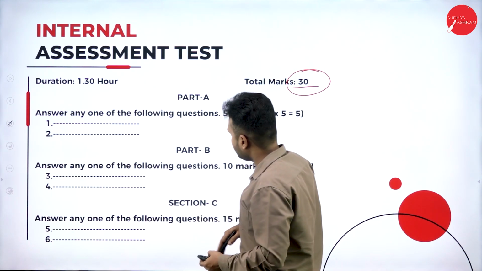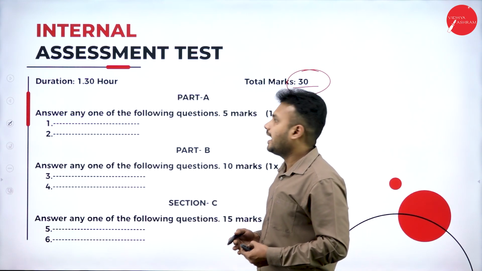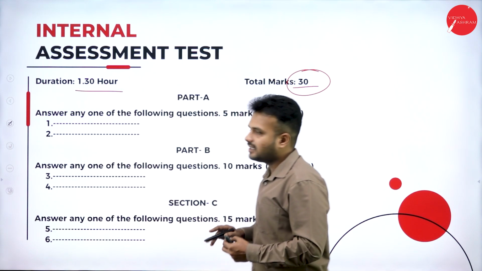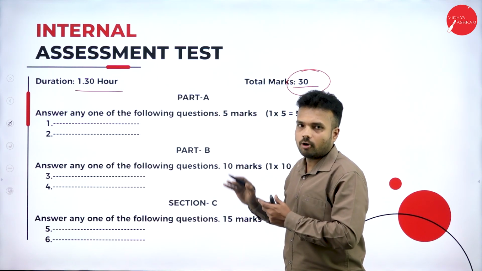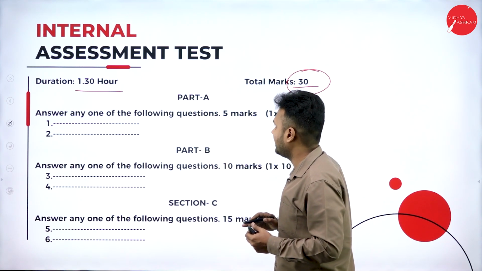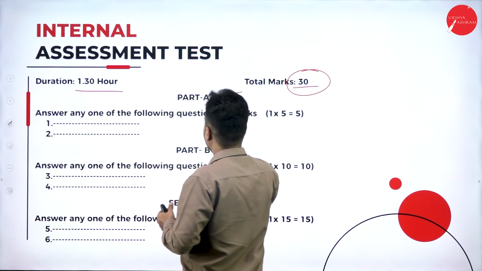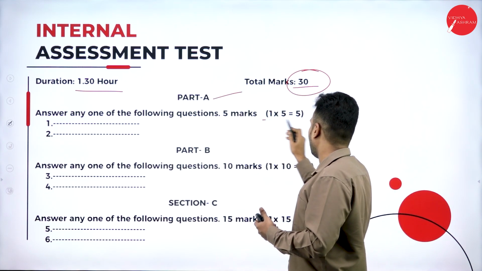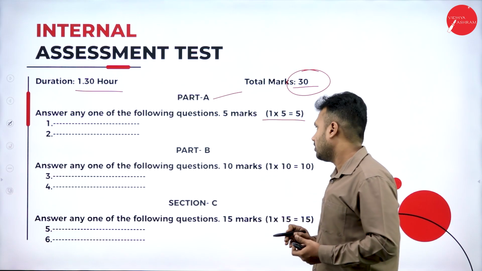Okay, so this test will be conducted for 30 marks and the duration is 1 hour 30 minutes, and this paper consists of 3 segments: part A, part B and part C. Okay, in part A there are 2 questions of 5 marks, of which we are supposed to attend any one among them. 5 ones are 5.